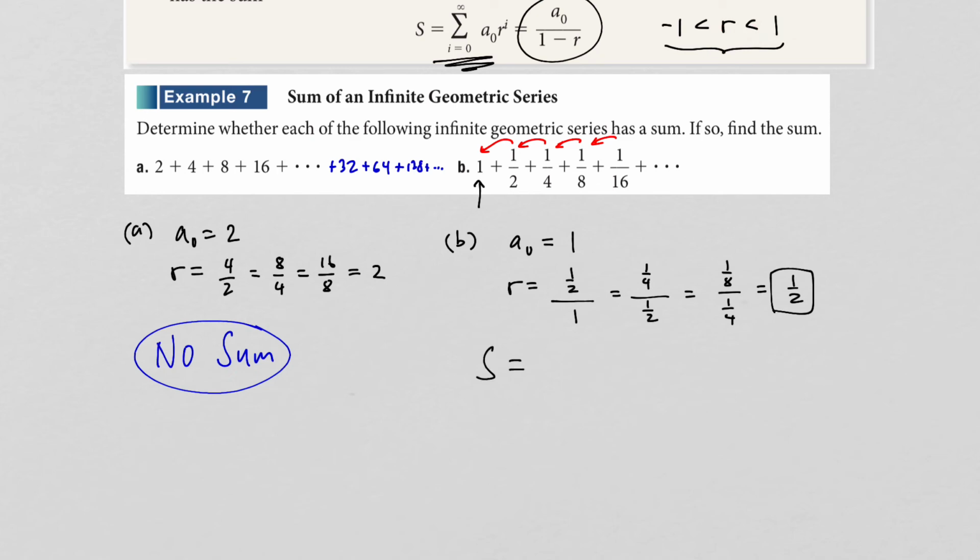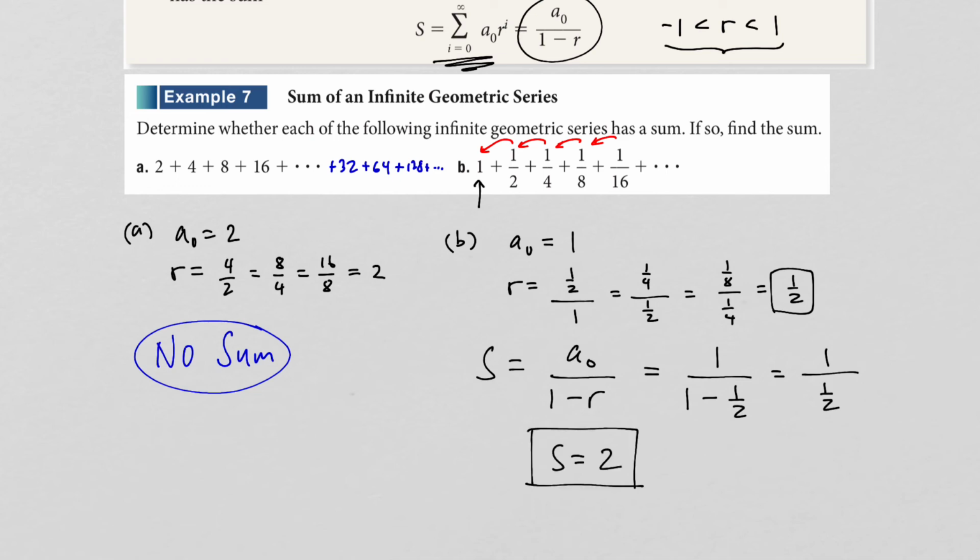And the sum of an infinite geometric series is the first term divided by 1 minus the common ratio. So for this problem, the first term is 1, and we're dividing that by 1 minus 1/2. So this is 1 divided by 1/2, and 1 divided by 1/2 is 2. So the infinite sum here is 2.